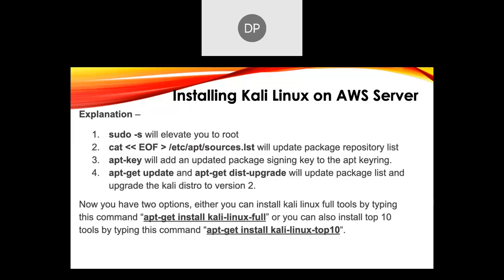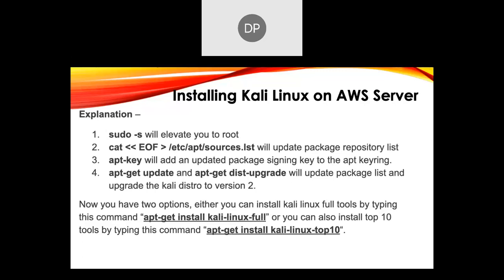sudo -s will elevate you to root. cat /etc/apt/sources.list will show the package repository list. apt-key will add an updated package signing key to the apt keyring. apt-get update and apt-get dist-upgrade will update the package list and upgrade the Kali distribution to version 2. Now you have two options. Either you can install the full Kali Linux tools by typing apt-get install kali-linux-full, or you can install the top 10 tools by typing apt-get install kali-linux-top10.